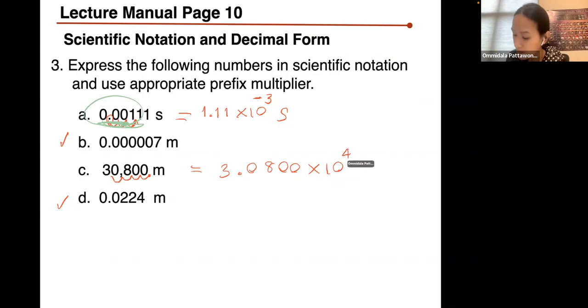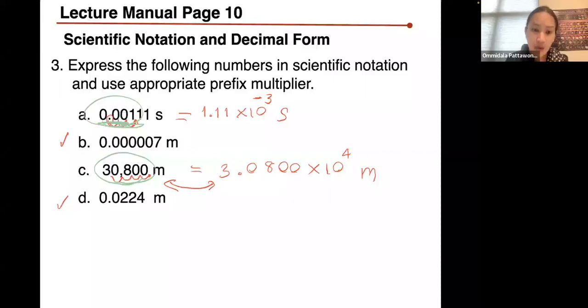This number is really big, right? It's bigger than 1. 30,000, that's a big number. So therefore, your exponent is going to come out to be a positive exponent. So in this case, these two values are identical. It's just reported in a different form. Now, I would like you to pause the video to complete B and D. And when you're ready, resume the video again to check your answer.